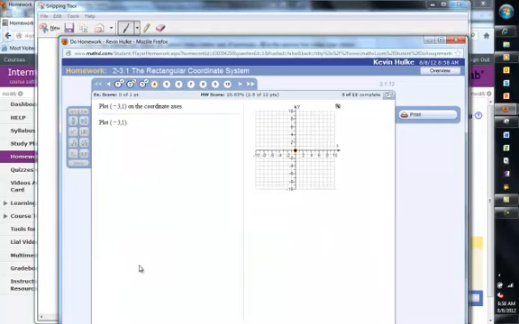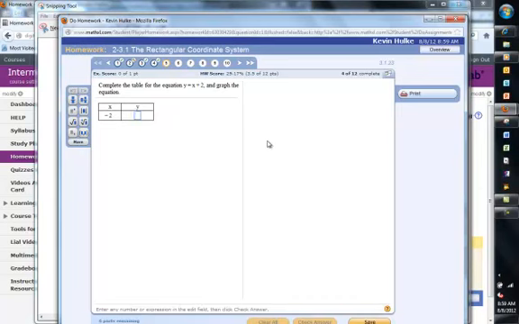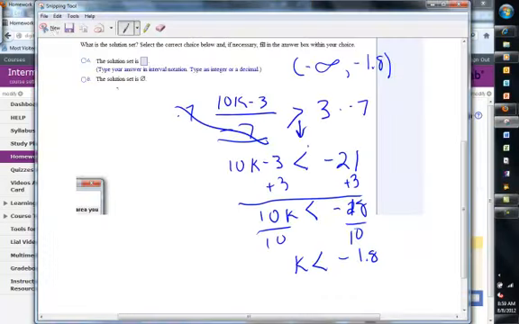Number 3, now we get to the first one of this lesson, and we're supposed to plot negative 3, positive 1. So we go back 3, up 1, and that's where we put our point. All right. Number 5, complete the table for this equation.